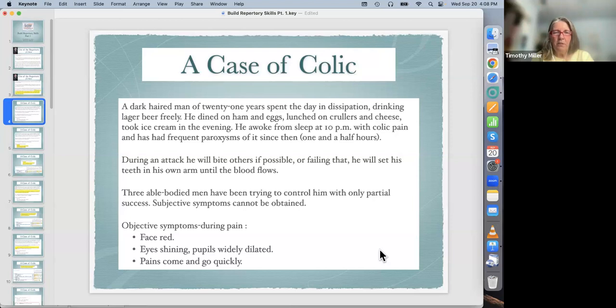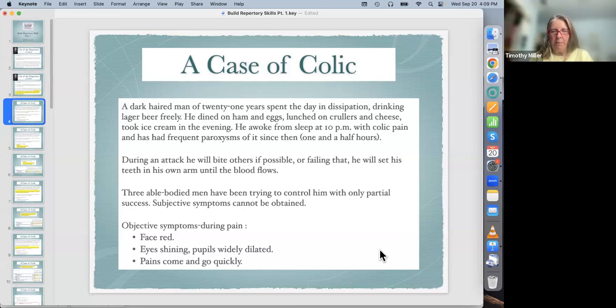In this case of colic, a dark-haired man of 21 years spent the day in dissipation, drinking lager beer frequently. He dined on ham and eggs, lunched on crullers and cheese, and took ice cream in the evening. He awoke from sleep at 10 p.m. with colic pain and has had frequent paroxysms of it since then for 1.5 hours. During an attack, he will bite others if possible, or failing that, he will set his teeth in his own arm until the blood flows. Three able-bodied men have been trying to control him with only partial success.